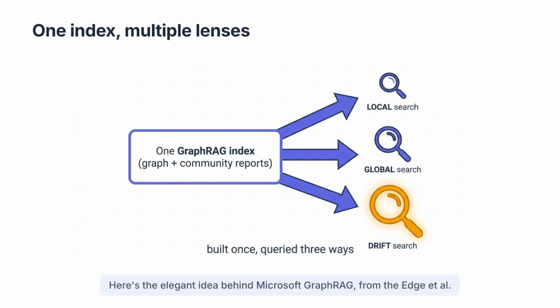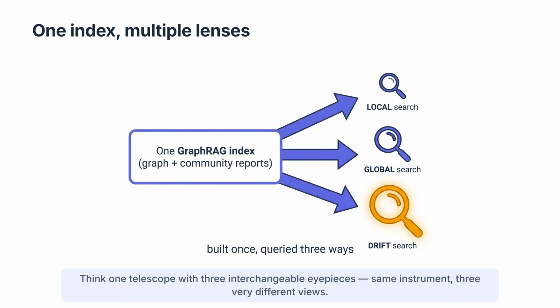Here's the elegant idea behind Microsoft GraphRAG, from the Edge et al. paper, From Local to Global. You build the graph and reports once, paying that cost up front. Then you point different search modes at that one structure. Think one telescope with three interchangeable eyepieces: same instrument, three very different views.